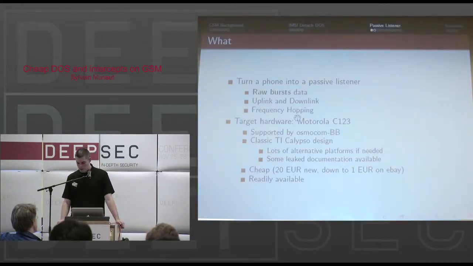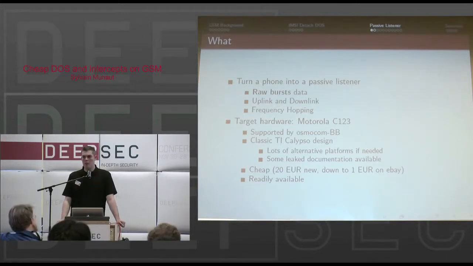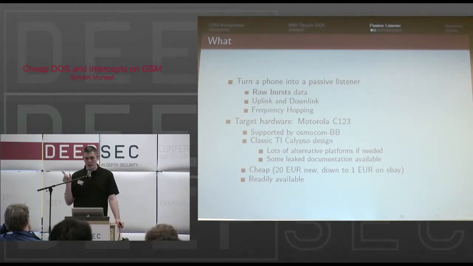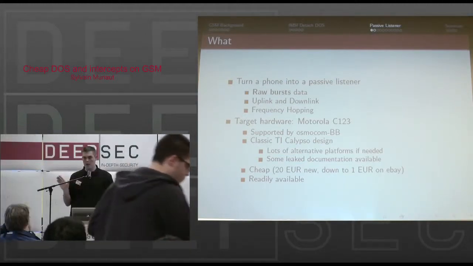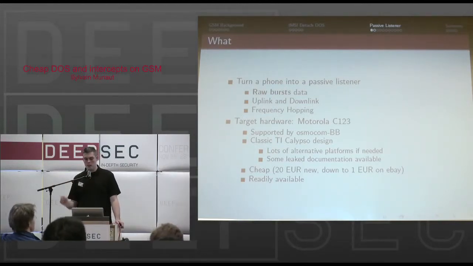Okay, so now we're going to talk about how you can use the same hardware, so still this mobile phone, to use as a passive listener. So first, what do I mean by passive listener? What do I want? I want the raw data. That is, as you saw in the beginning, there were four types of bursts. I want the normal burst, and I want those bits exactly, and not pre-processed or anything, because if you want to crack A5 or do other things, you really need that raw data. Preferably, I'd like uplink and downlink, because it's better.